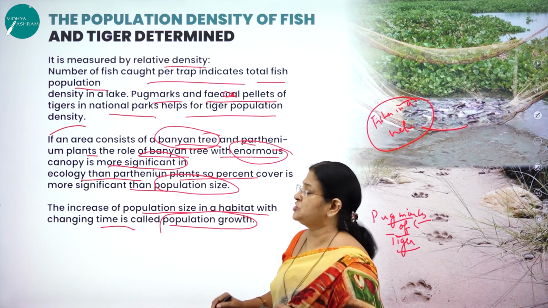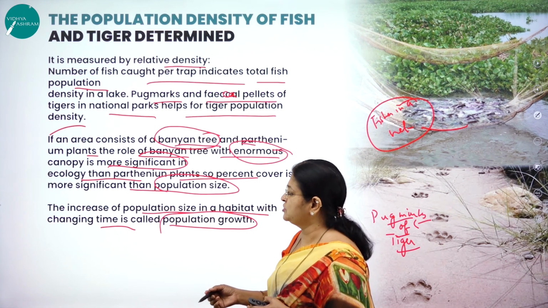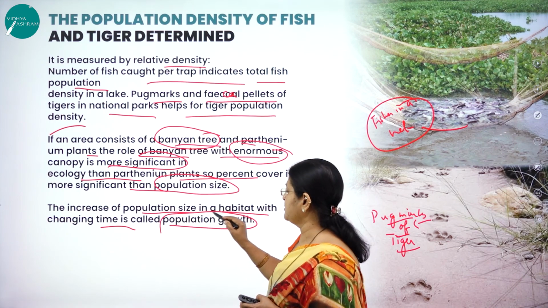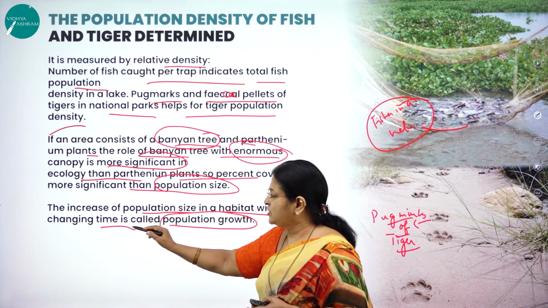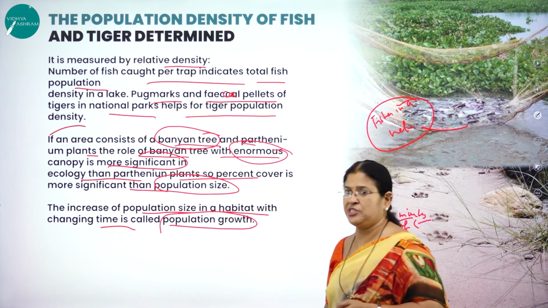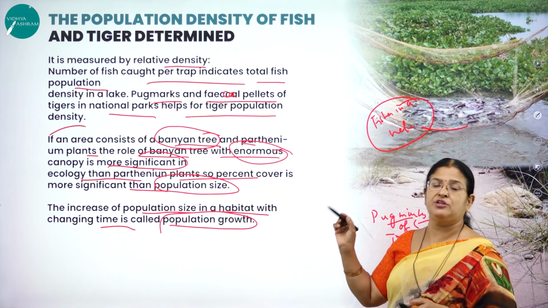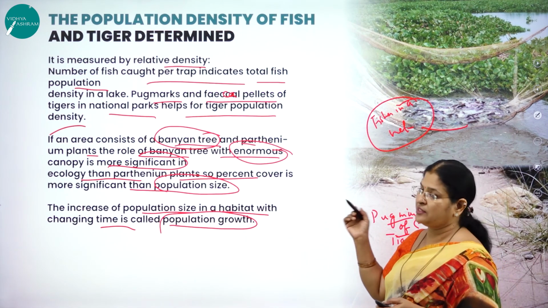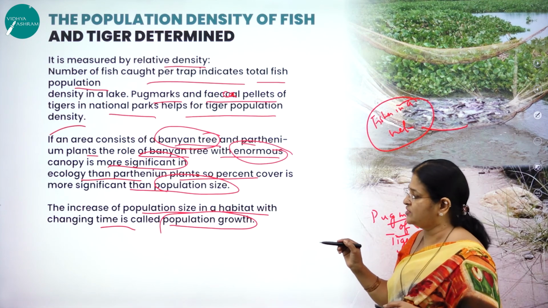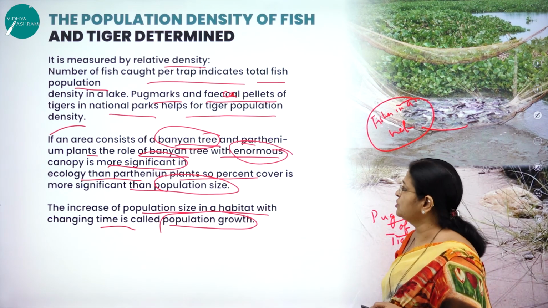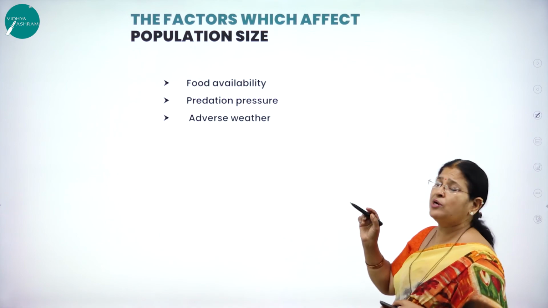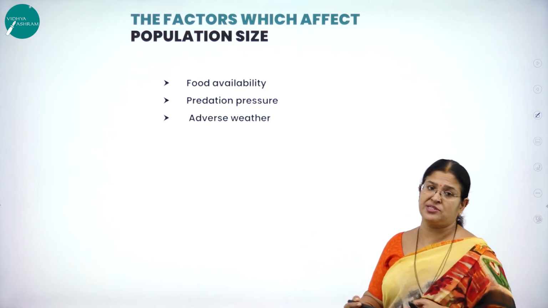The increase of population size in a habitat with change in time is called population growth. So what is population growth? How do we define the term population growth? The increase of population size in a habitat with change in time is called population growth. Hope you have understood how the fish population density and the tiger population density are determined and what population growth is.